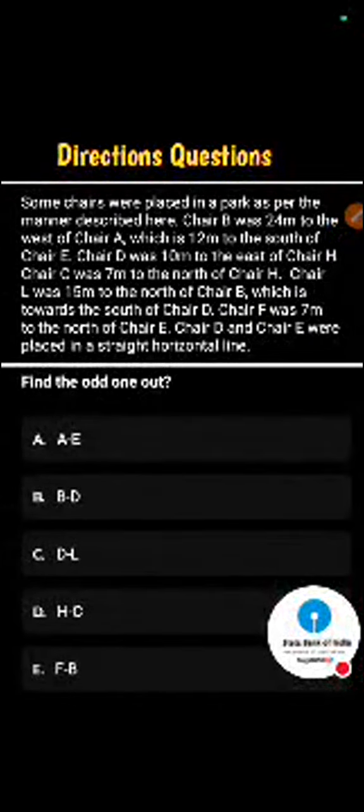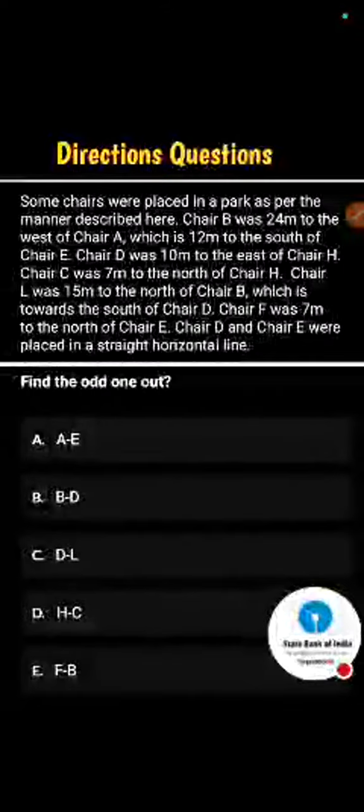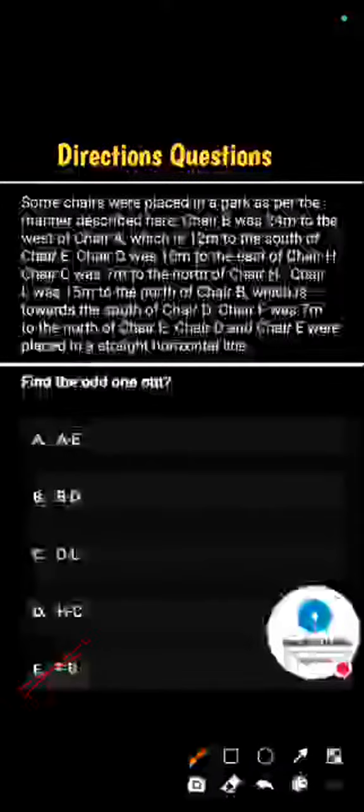Okay, let's see the next question. Find the odd one out. From it, the odd one is A and E. A and E are in a straight line. B and D in a straight line. D and L, they are also in a straight line. H and C also in a straight line. F and B are not in a straight line. Option E is the odd one.